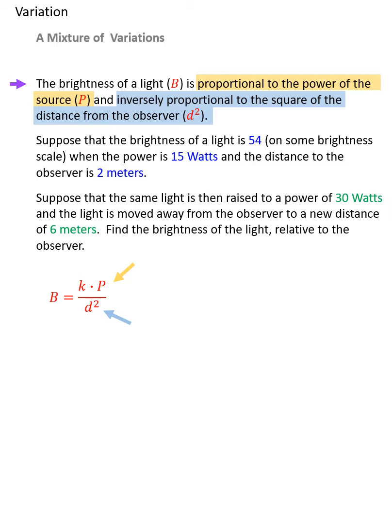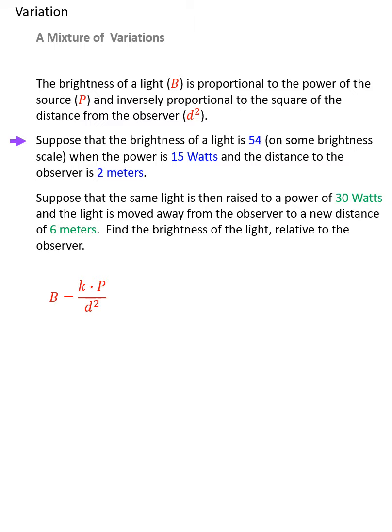So any variable that's directly proportional or varies directly in the problem goes in the numerator, and any variable that has an inverse or indirect proportionality or variation goes in the denominator. The k, you could actually put in the denominator or the numerator, and it wouldn't matter in this problem, but I'll put it in the numerator for simplicity.